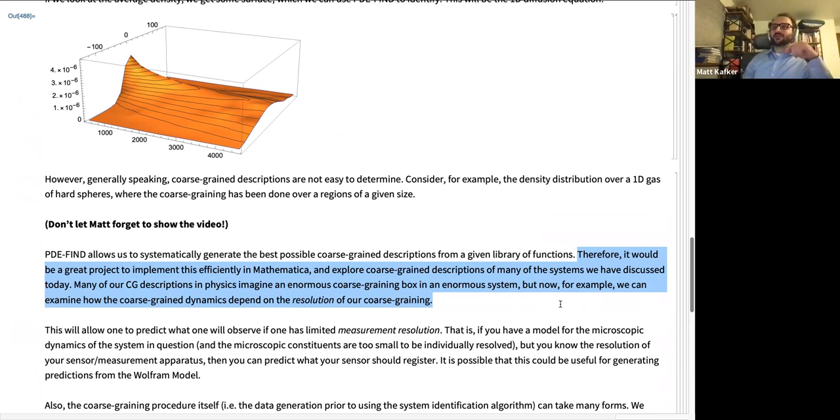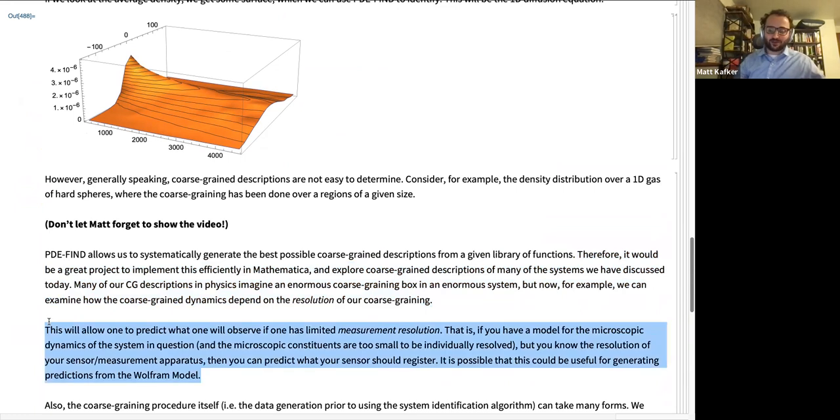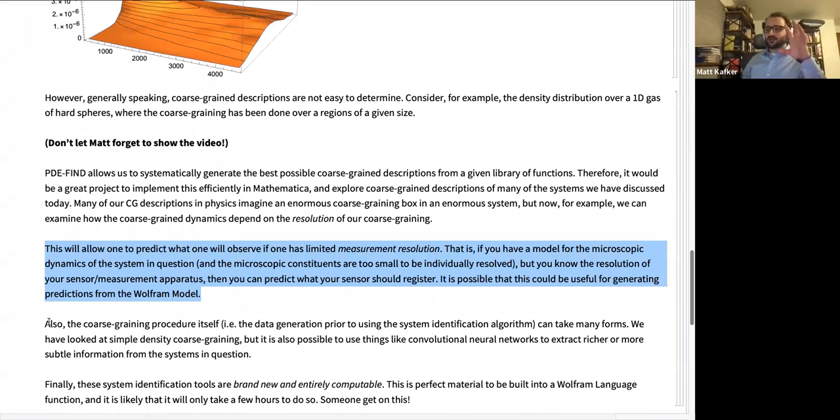And you can do it as a function of the resolution of your coarse graining procedure. So this is a really interesting idea. I think that it would lead to a good paper. I was hoping to write this paper myself, but I'm not going to be able to write this paper myself. Coarse graining as a function of resolution.